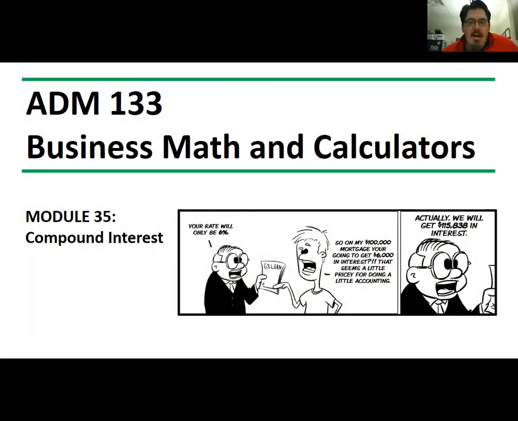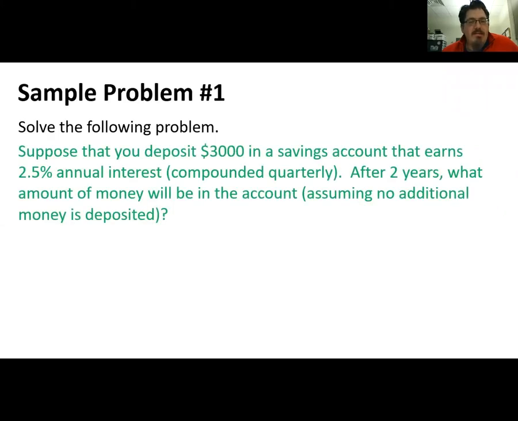Alrighty, compound interest. Here we go with example problem number 1. What you've got is a situation where we are depositing $3,000 into a savings account. The annual interest rate is 2.5%, but it's being compounded quarterly. So keep in mind the idea of quarterly. We'll talk about what that means in just a second.